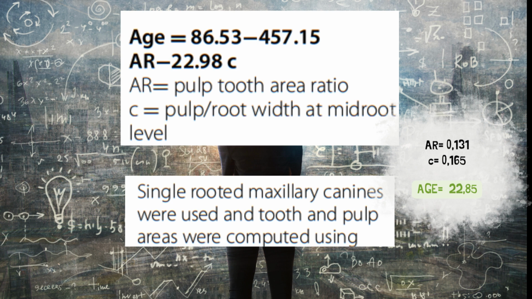After plugging in the numbers, with AR being 0.131 and C being 0.165, we estimate the age to be 22.85 years for the upper maxillary canine, using Cameriere method.